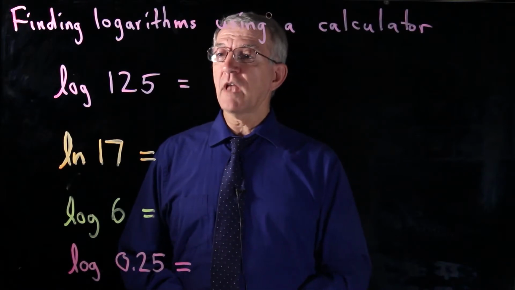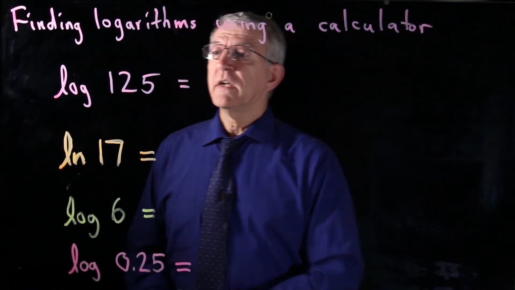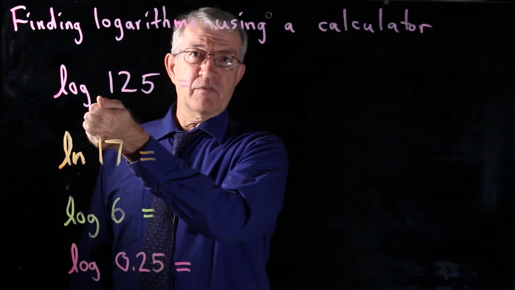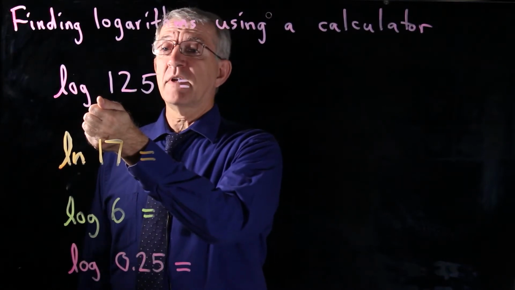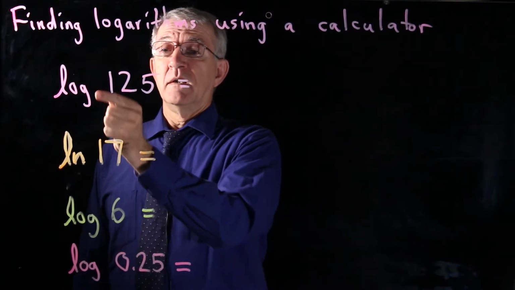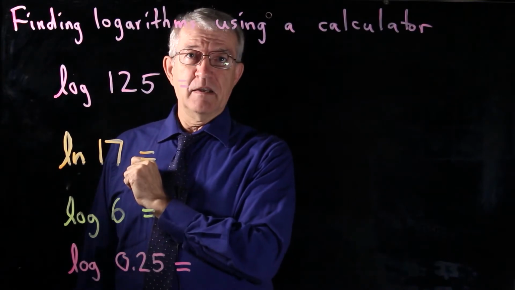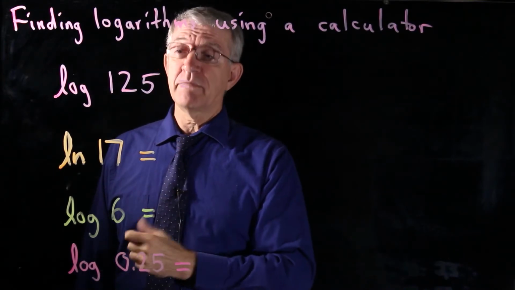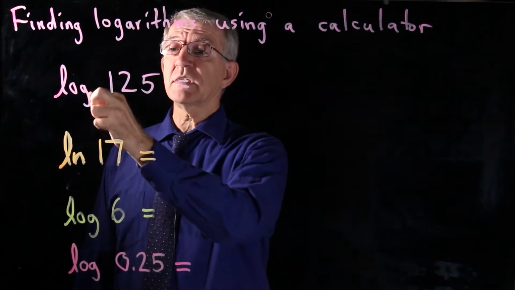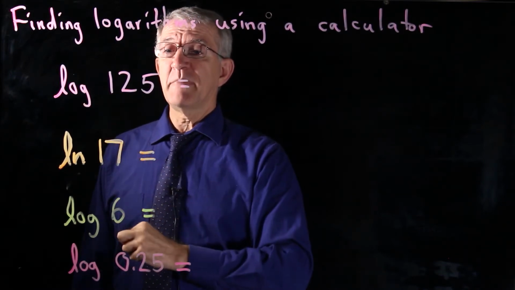We're trying to find the logarithm of 125. Notice that I've forgotten to write the base. No, I've not actually forgotten to write the base. The base is 10, and we don't write 10 if it's a common logarithm. So this is a common logarithm. The logarithm is base 10.